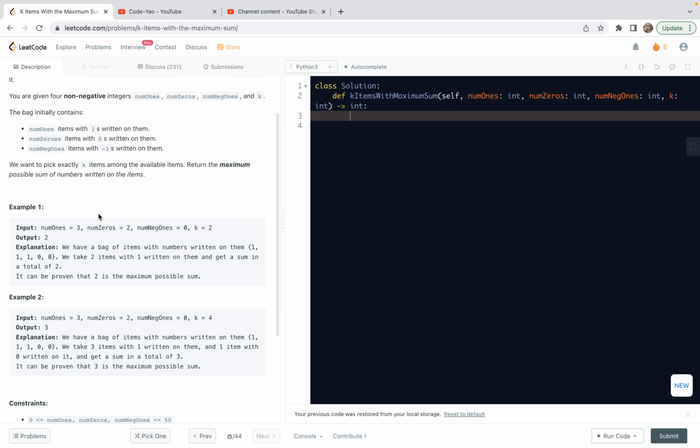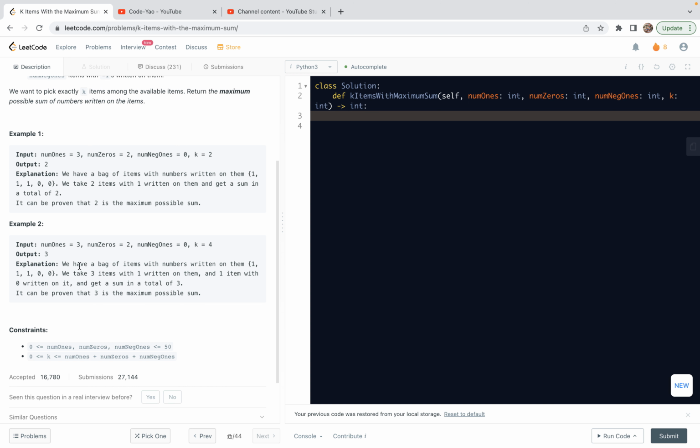So before we look at the examples, let's look at the constraints. So first, the numbers involved are bounded above by 50. In other words, this problem size is not very large. And the second constraint or assumption is an important one. So here k is greater than or equal to 0 and less than or equal to the sum of num1s, num0s, and numNegOnes. In other words, k is no more than the total number of items in the bag.